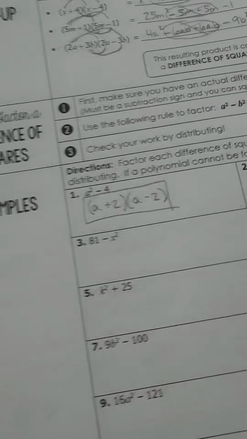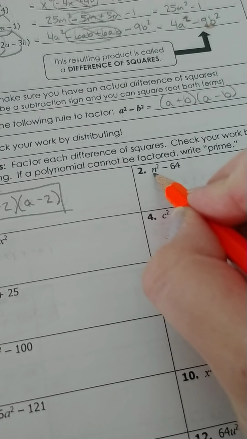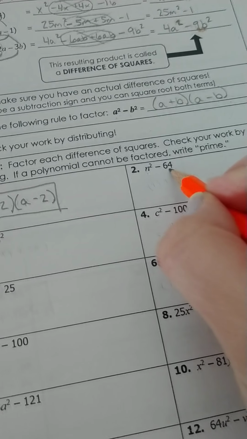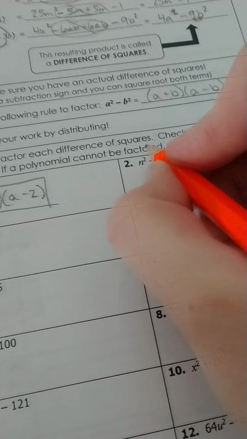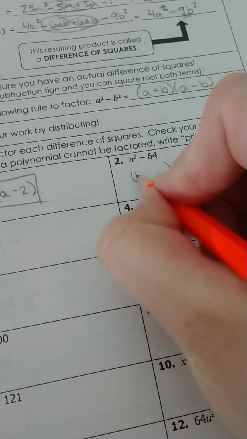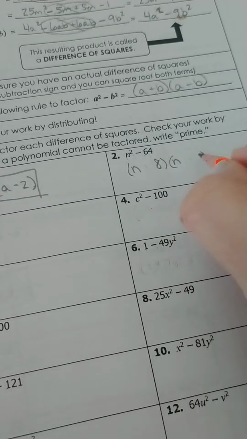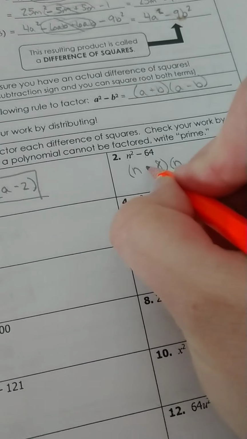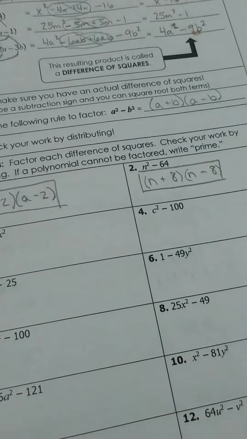We're doing this over and over again, guys. So number 2, is n squared a perfect square? Yes. Is 64 a perfect square? Yes. Is that a subtraction sign? Yes. So make your 2 sets of parentheses. N squared splits into n and n. The square root of 64 is 8, so 8 and 8. Put a plus sign in there and a minus sign in there. Box it in, move on with your day.